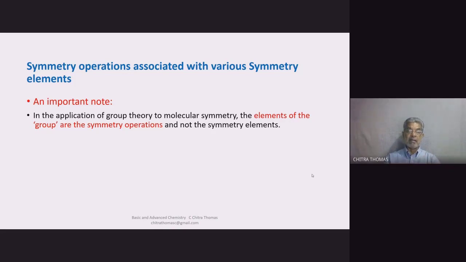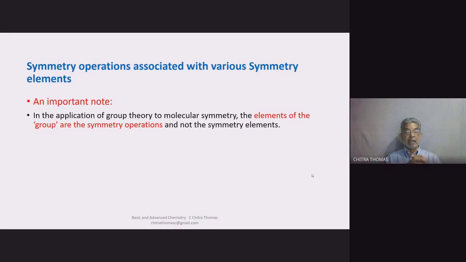In the application of group theory to molecular symmetry, the elements of the group are the symmetry operations and not the symmetry elements. Now it is getting more and more complicated. The elements of the group are the symmetry operations, so the symmetry operations are more important than the symmetry elements.